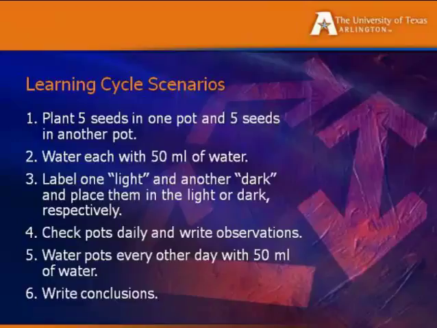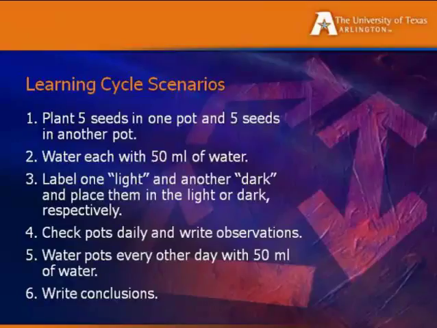For the exploration phase, students are given 10 seeds with 2 pots or cups with soil. They are then given the procedure to plant 5 seeds in one pot and 5 seeds in another pot or cup. They are then told to water each pot with 5 ml of water. The next procedure is to label one pot with seeds light and place it in the light, and the children are then told to label the other pot dark and place it in the dark.